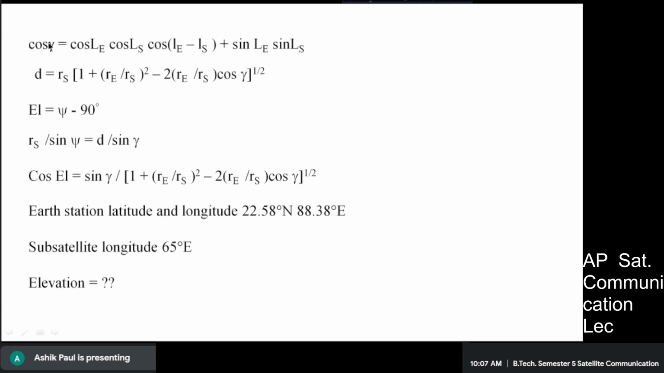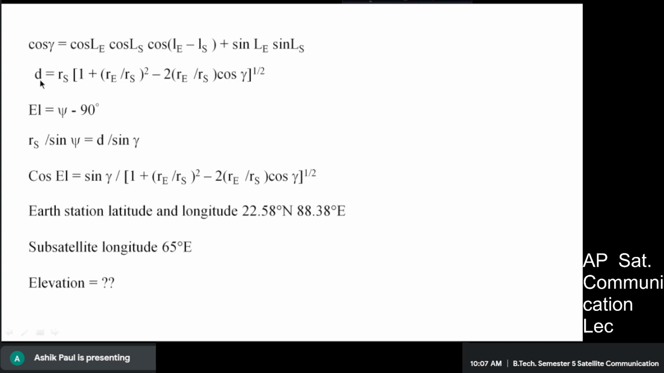Okay, that means this expression for the central angle contains the Earth station north latitude, that means the latitude expressed in degree north, the subsatellite point north latitude, then the Earth station longitude expressed in degree west, and the subsatellite point longitude expressed in degree west.